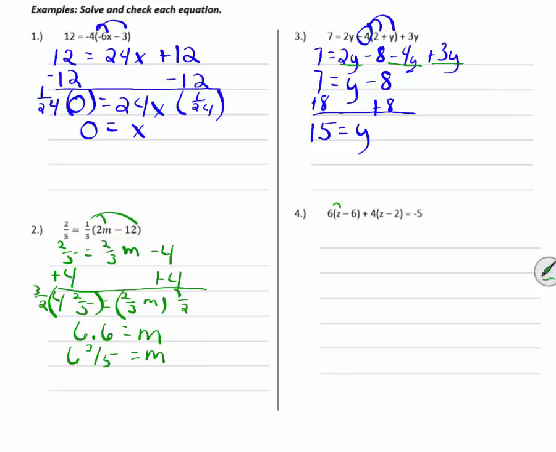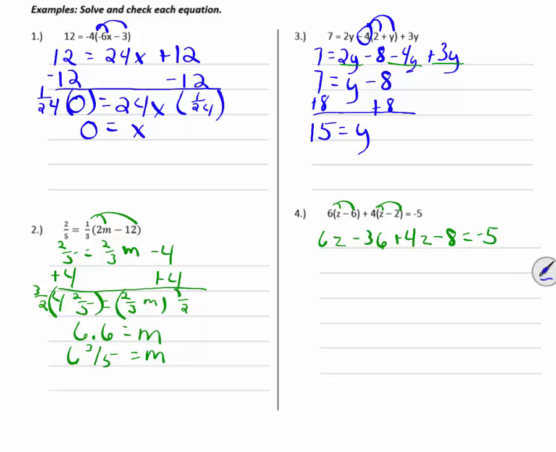All right, number 4. We're going to go through and we have to distribute. So 6 times z is 6z minus 6 times 6 is 36. Now I have to distribute the 4. 4 times z is 4z. 4 times -2 is -8. We write that as a minus, equals -5.